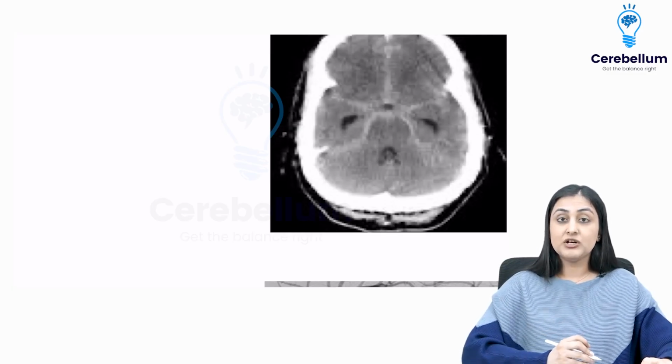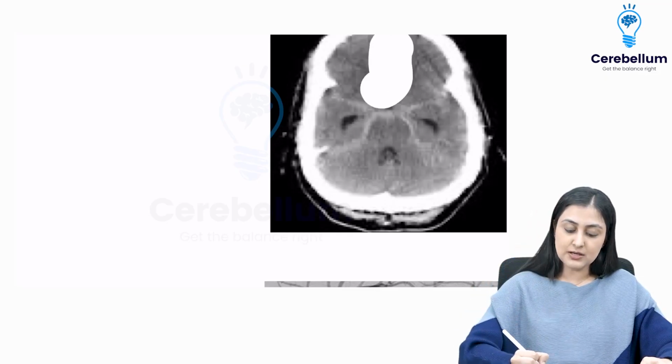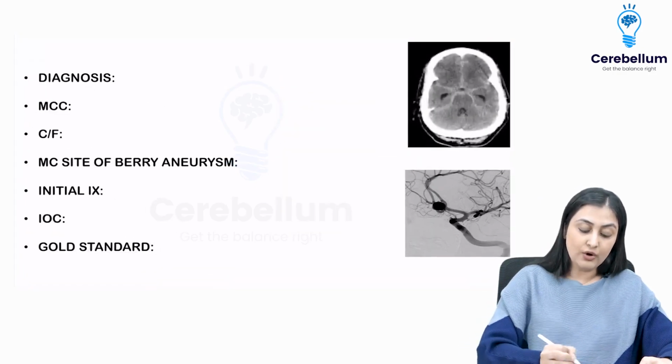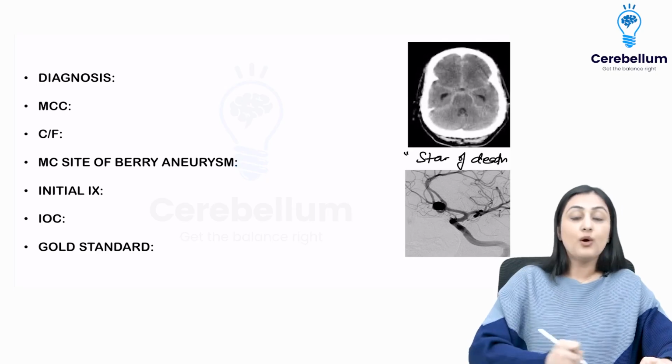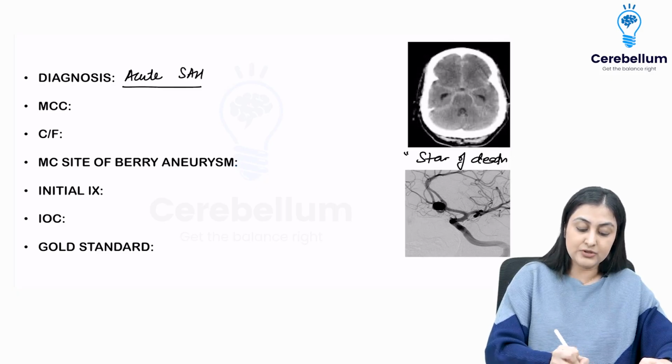Okay, so when you have a hematoma here, this is in the subarachnoid space. So this is subarachnoid hemorrhage, and this is called as the star of death. Okay, so this appearance, because it has such a poor prognosis, has been called as the star of death appearance. Okay, so the diagnosis here is acute subarachnoid hemorrhage.